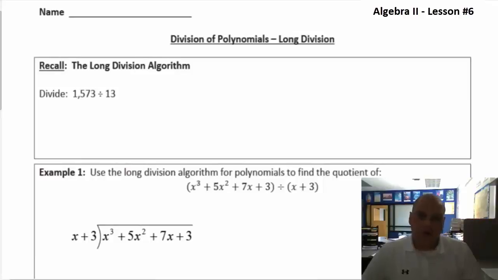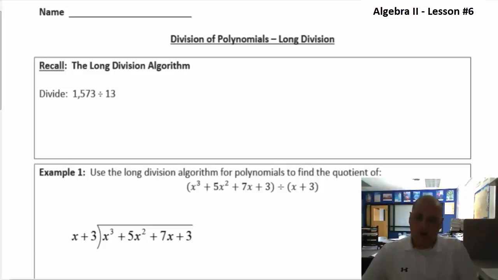In this lesson we are going to be dividing polynomials again, but this time we're going to be doing it by what's called long division. You may have heard of long division before. You should have done it at some point in your math career, but we are going to be doing it now with polynomials. Before we get to the long division algorithm for polynomials, we're going to recall what you should already know about just regular long division with numbers, constants.